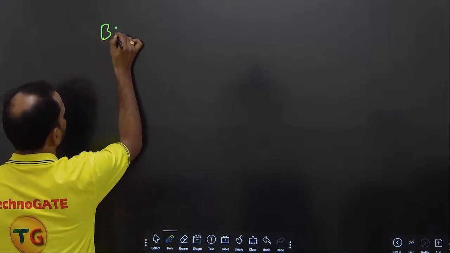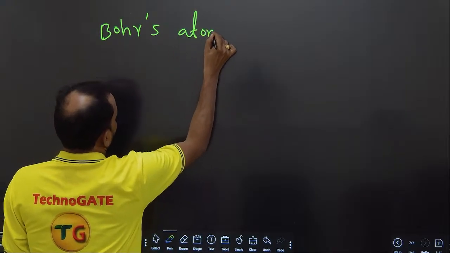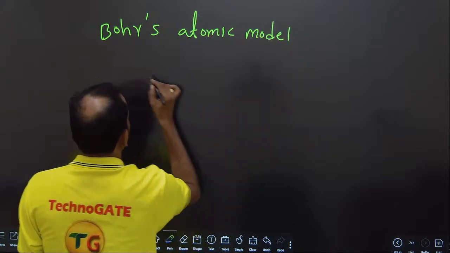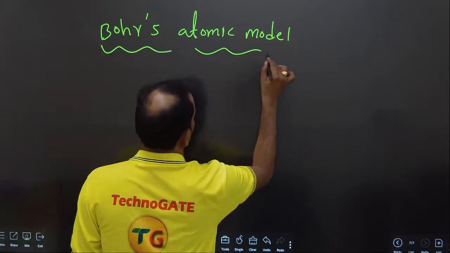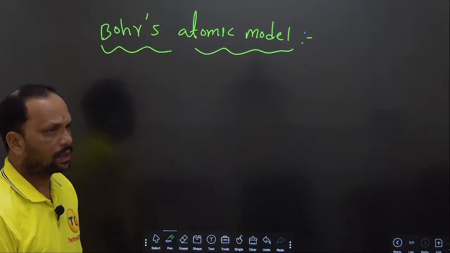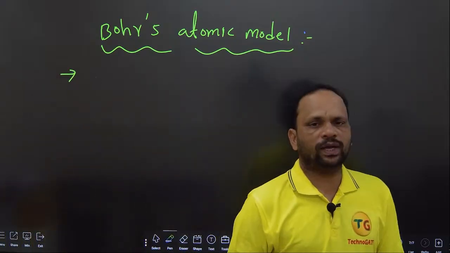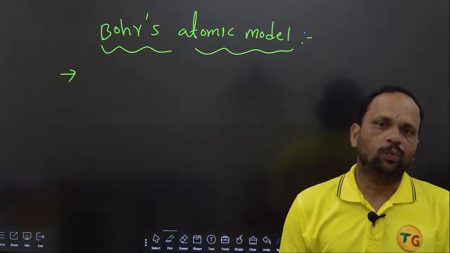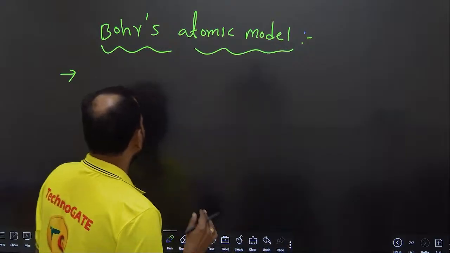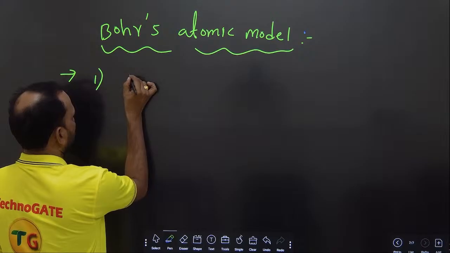Bohr's atomic model. In Bohr's atomic model, he has given three statements, which we call postulates. Bohr's three postulates. The first postulate is circular orbits.